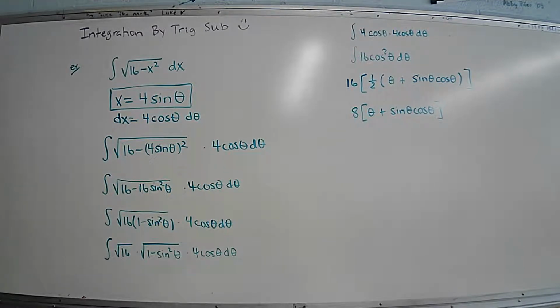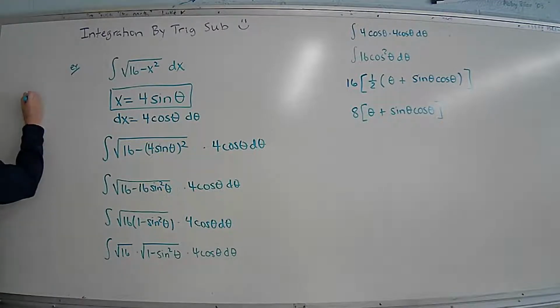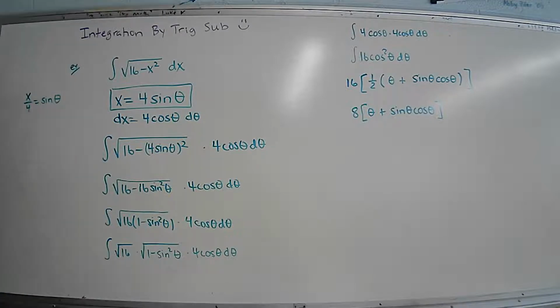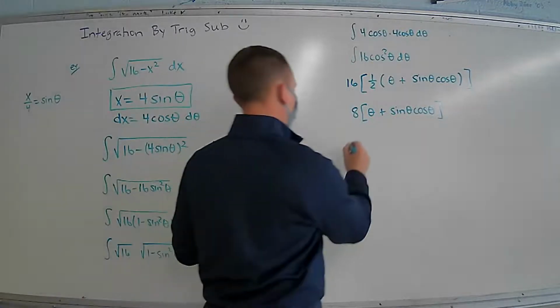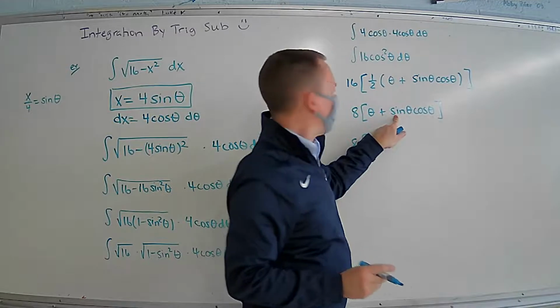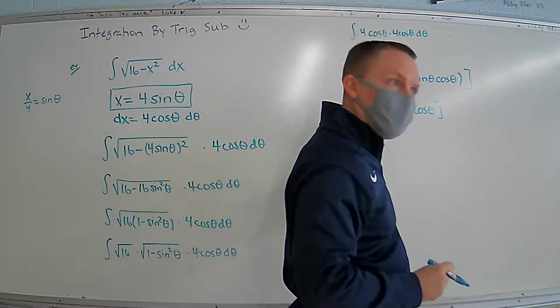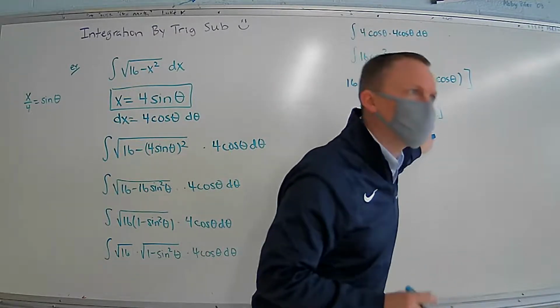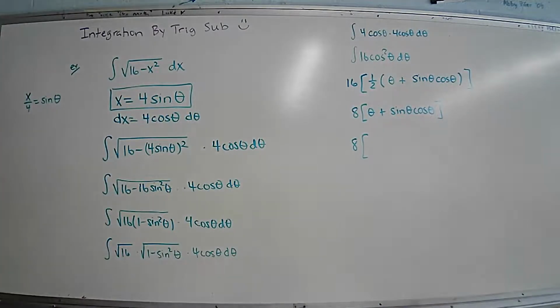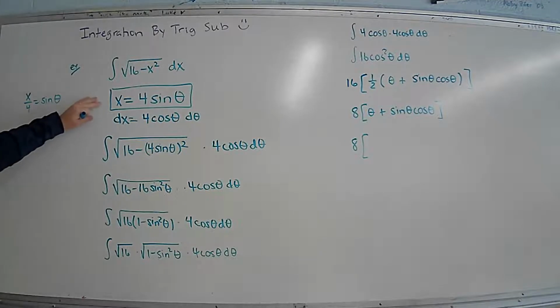Okay? X equals 4 sine theta, which means that x over 4 equals sine theta. Agreed? So over here, where it says sine theta, I could put x over 4. But I need theta, and I also need cosine theta. How am I going to get theta and cosine theta from this sort of defining equation? We're going to draw a picture.